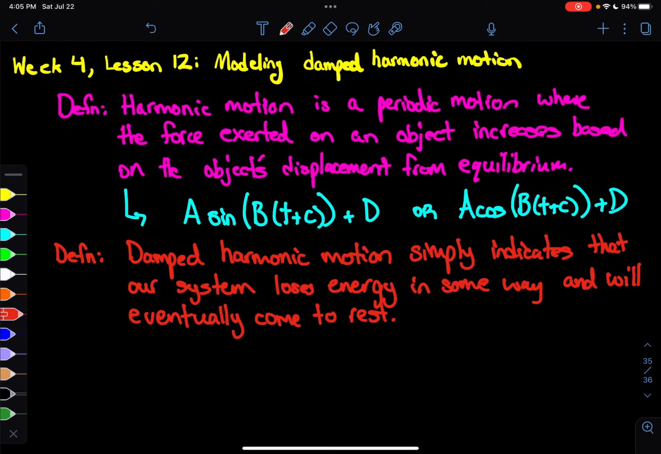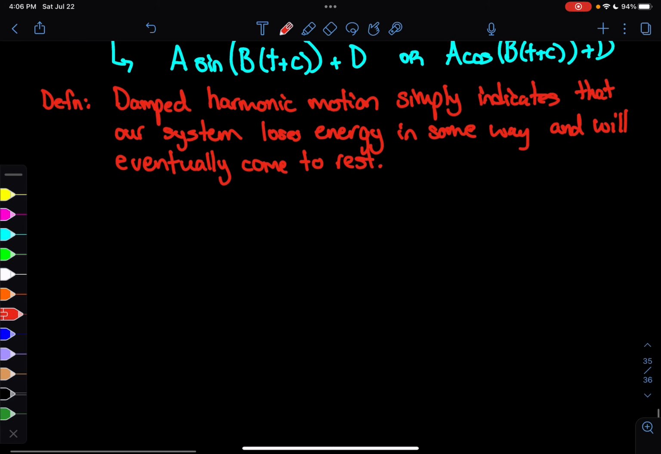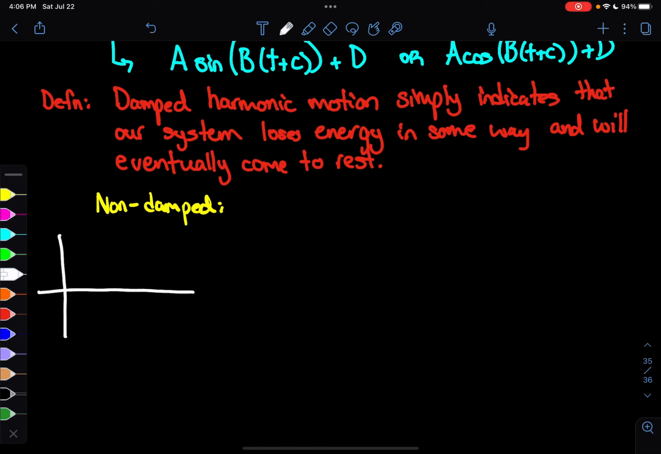Okay, so this kind of seems to make a little bit more sense. More interesting question is, how do I take into account the fact that non-damped harmonic motion on a graph might look something like this, where maybe we stretch out the spring a certain way, we let go, and it just keeps going forever and ever, okay?